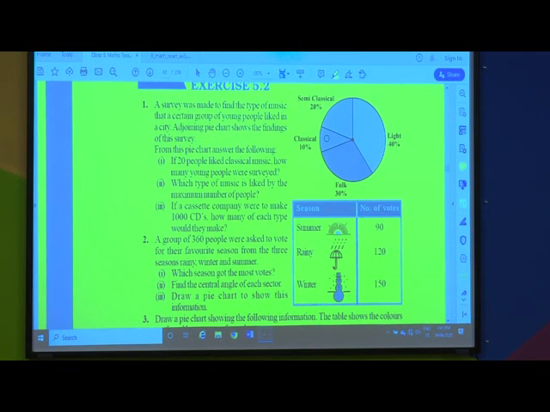Second question, which type of music is liked by the maximum number of people? In the pie chart you can see 40%, that is the maximum. Compared to the other sectors, 40% like light music. So you can understand from that which type of music is liked by the maximum number of people. Light music is liked by the maximum number of people.